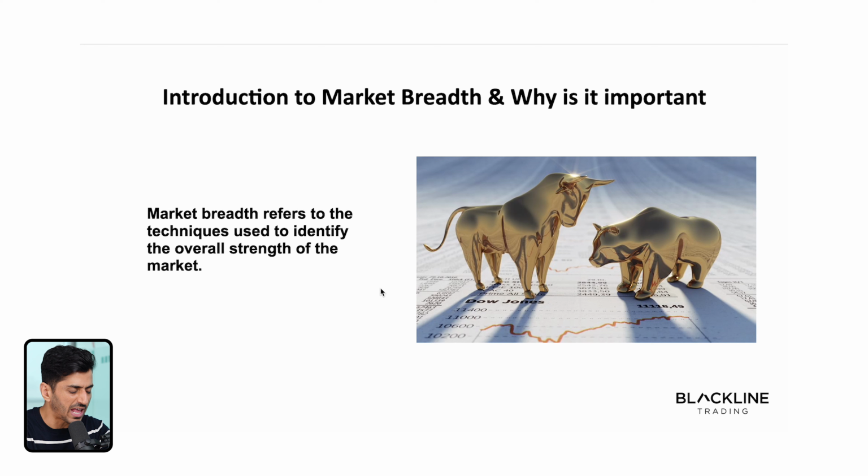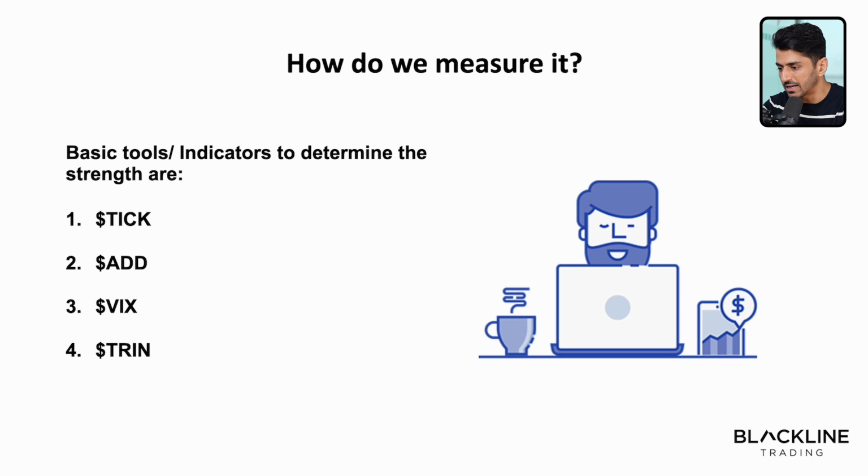But the question becomes how exactly we measure that. For measuring that, we have to look at different indicators. Some of the basic tools are the following. Number one is the tick. Number two is the AD, which is also the advance decline line. Number three is the VIX, which is basically the fear factor measurement on Wall Street. And number four is TRIN, which takes into account the volume perspective in the price action.